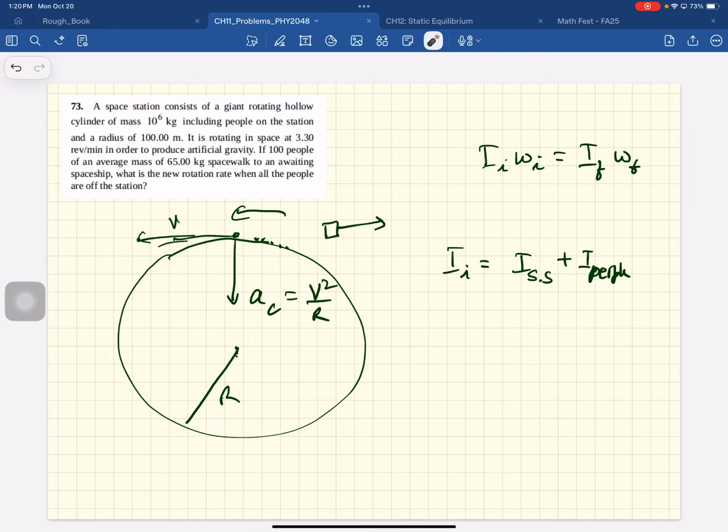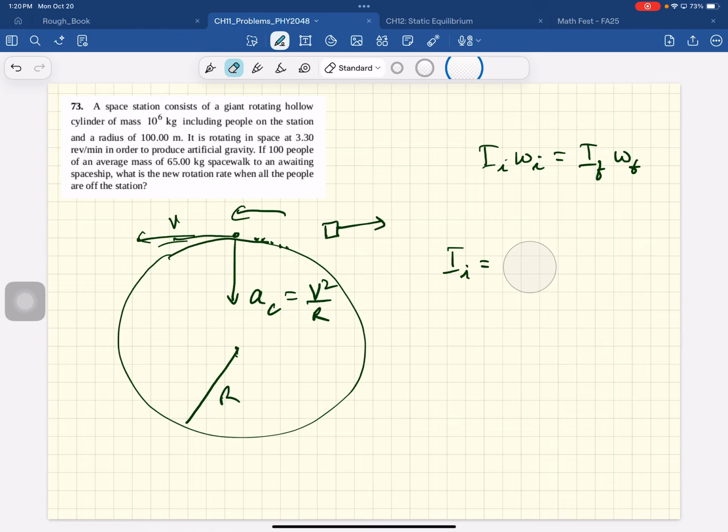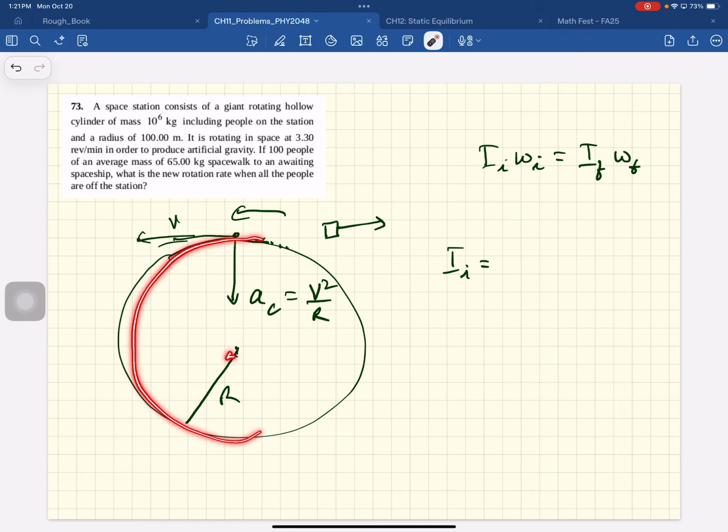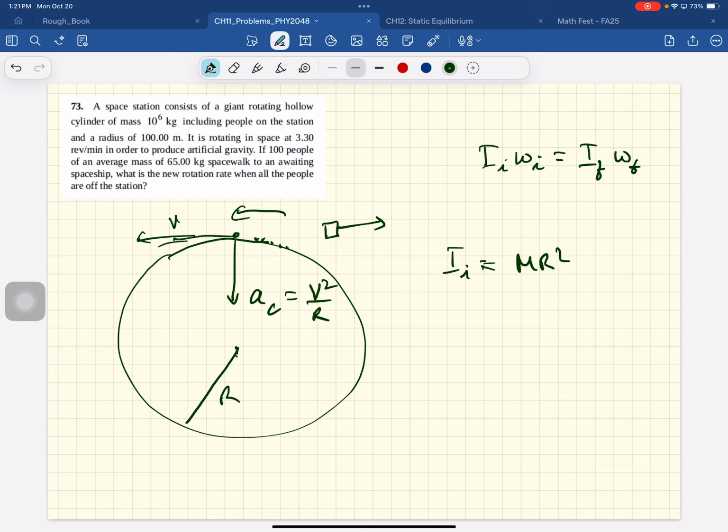What we're essentially saying is, the initial moment of inertia has all the mass at that distance. So the initial moment of inertia is just the mass times r squared. So this is 10 to the 6 times 100 meters squared, which is 10 to the 10 kg meter squared.